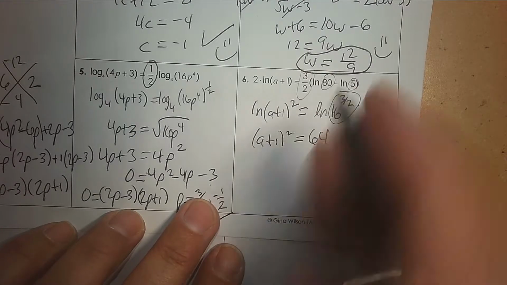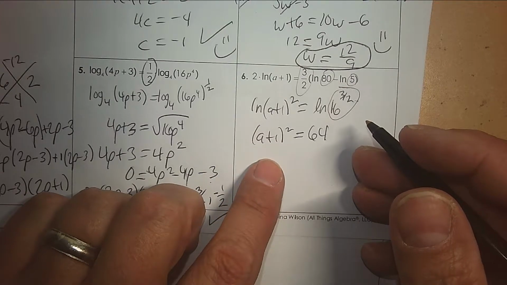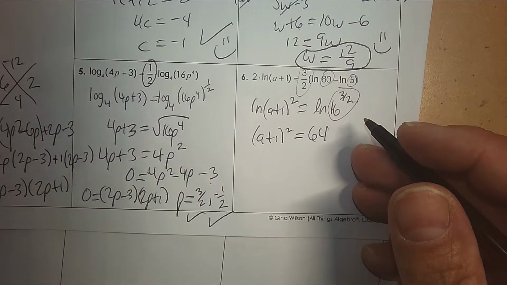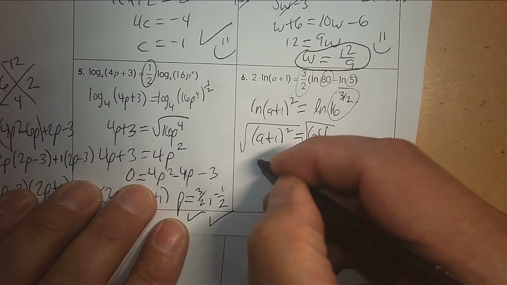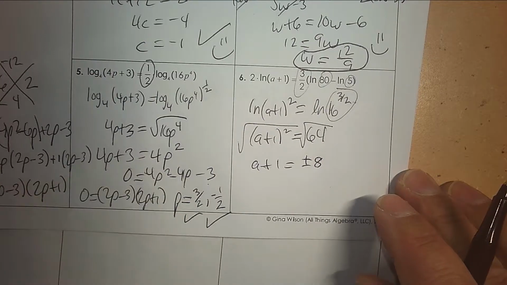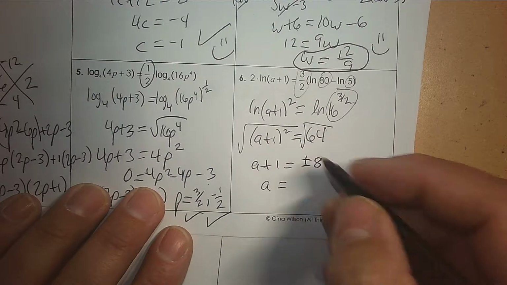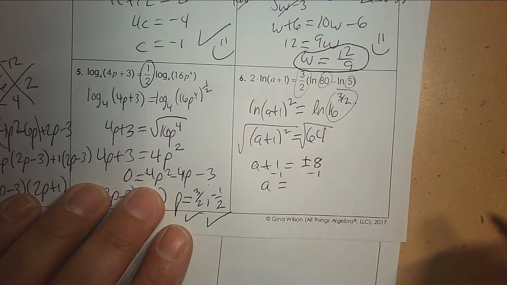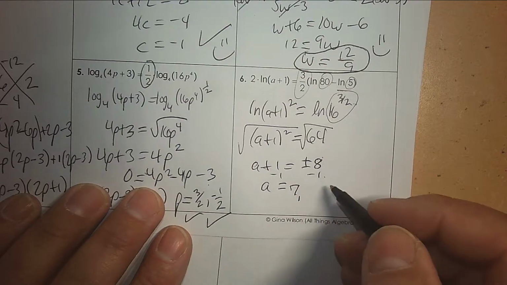This is a quadratic, but the good news is this is like completing the square. It's already completed, right? I don't need to expand it. It's ready to go. So what can I do to both sides to undo it? And then the answer is positive or negative what? 8. And then what's the last step? Is to subtract 1. So what's 8 subtract 1? What's negative 8 subtract 1?